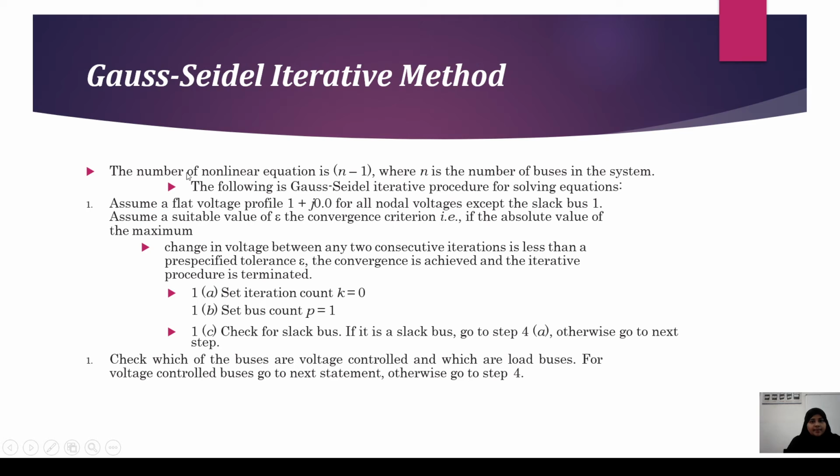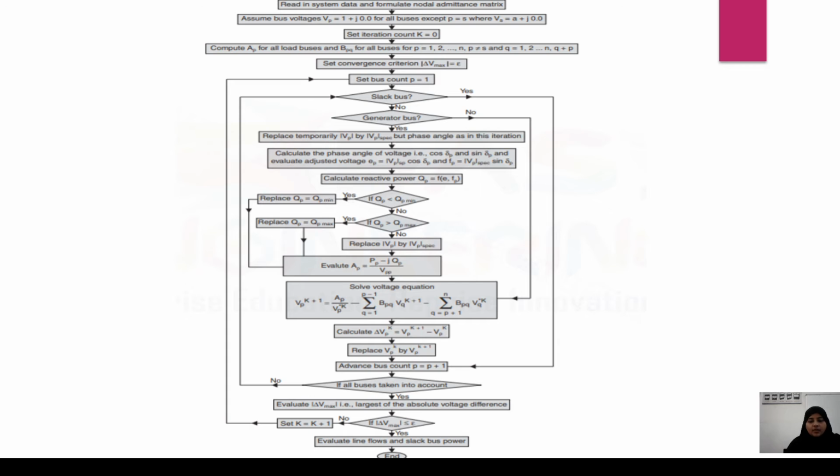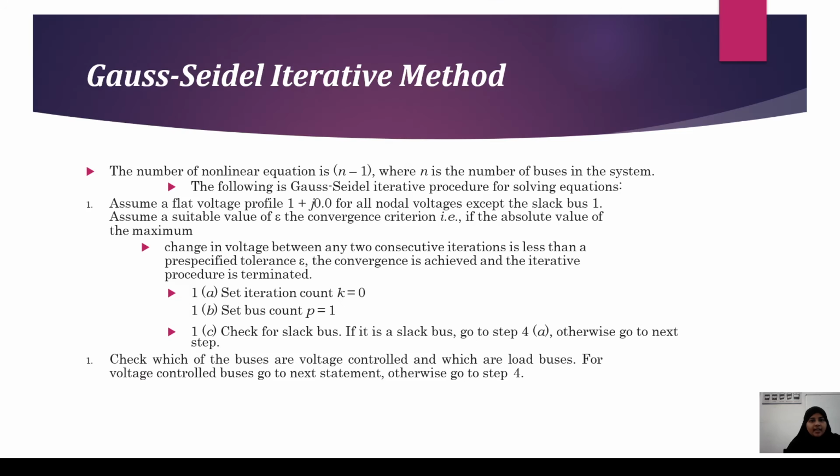So what are the various steps of Gauss-Seidel iterative methods? Number of nonlinear equations is n minus 1, where n is the number of buses in the system. This is the procedure that we have already seen in this flowchart. So this can be asked as a long answer question. Then you have to draw the flowchart and write all the steps. The iterative procedure also you have to write.